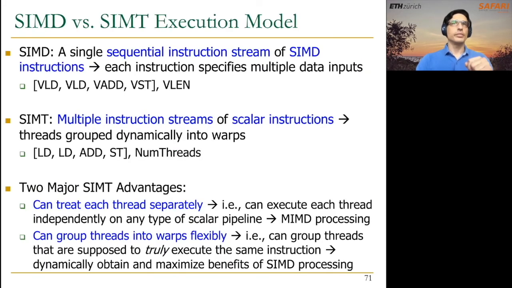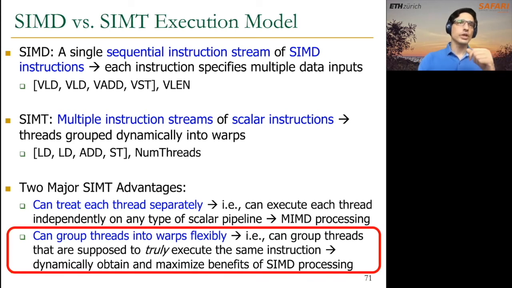Okay, again, SIMD, I think you already know this slide. SIMD is a sequential instruction stream executing SIMD instructions. SIMT is multiple instruction streams of scalar instructions. We know already that each thread can be treated separately. As a programmer, I only need to worry about writing code for one thread, and then I know that I have multiple threads running in parallel, or supposedly in parallel. Then the hardware handles everything by using the warps and interleaving the execution of warps.